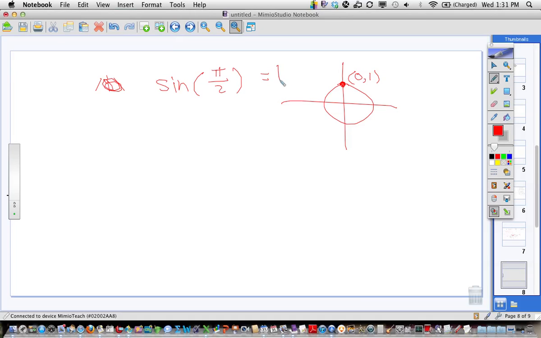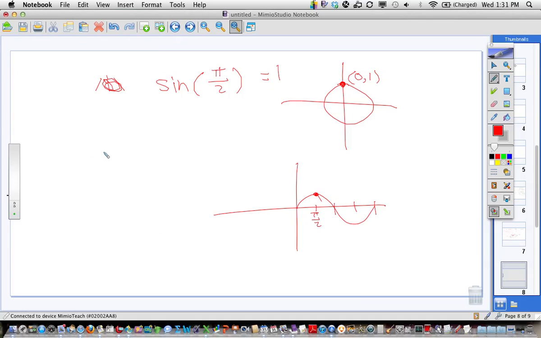Now, the other way you could get that is to just draw yourself a quick sine curve, because you should know the sine curve. Here's pi halves, here's pi, here's 3 pi halves, here's 2 pi. So what's sine of pi halves? It's this output right here. It's 1. So if you like the unit circle, do it that way. If you'd rather do a quick sine graph, sine of pi halves is 1. That's an easy way to get it also.